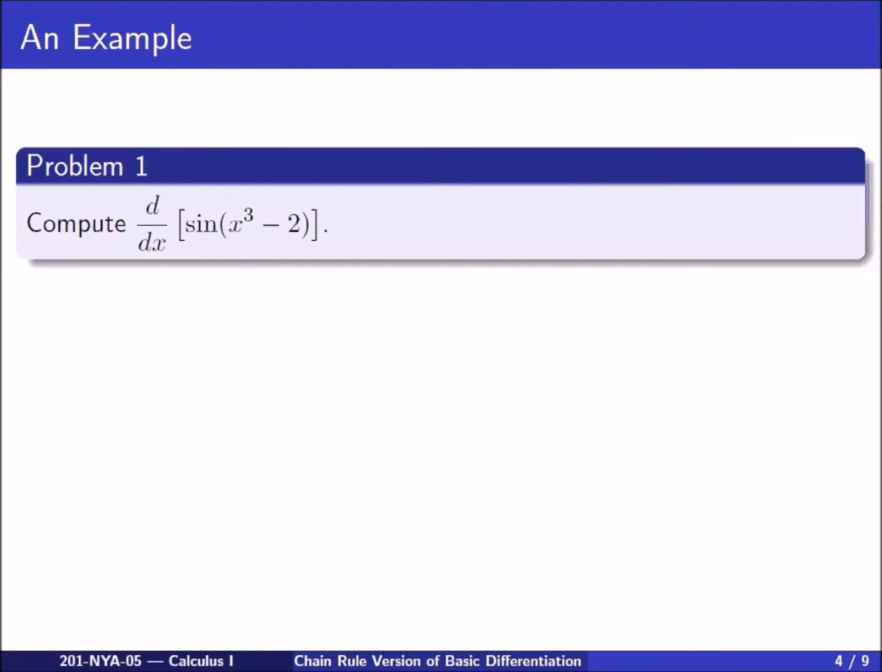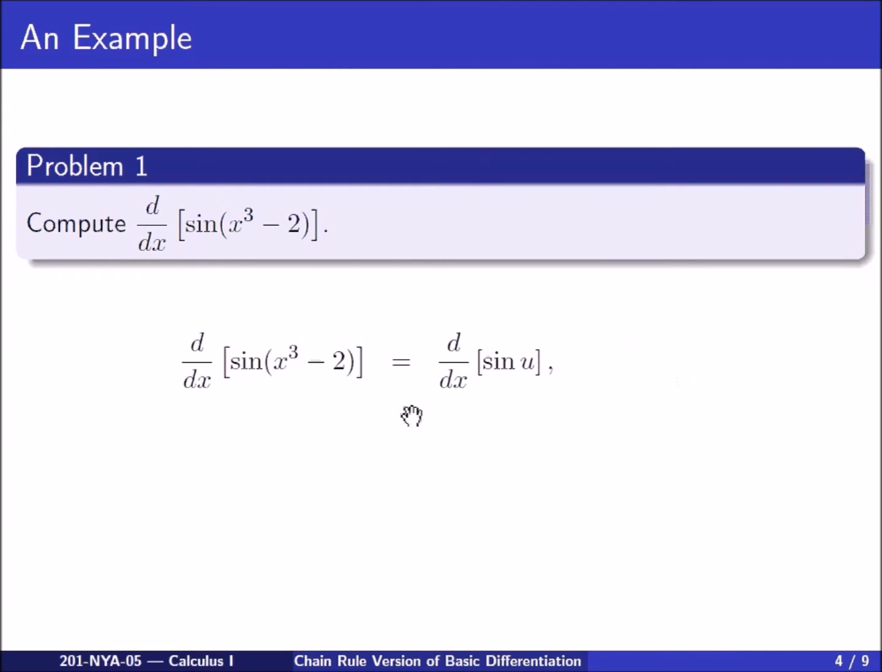Okay, so let's see how we can use this to compute a derivative. You will see that it's a lot easier than trying to decompose this function into a composite of function f and g, and identify what f is and what g is, take the derivative separately and putting everything back together. So you'll see here that using my new chain rule version of a basic differentiation rule, I can do the derivative quite straightforwardly.